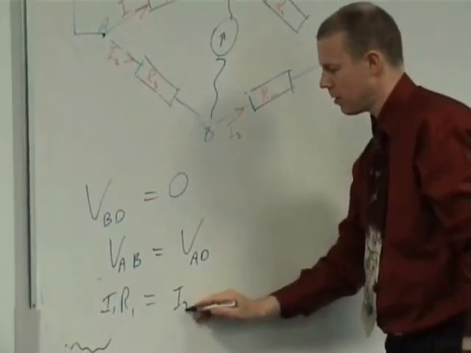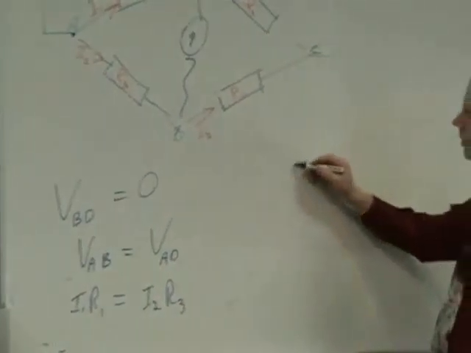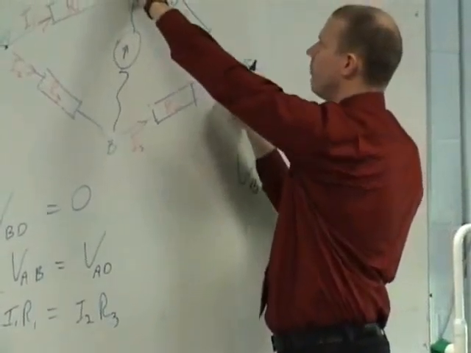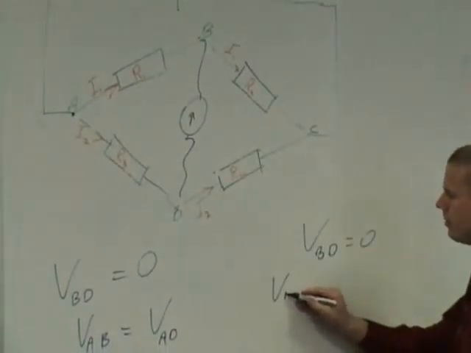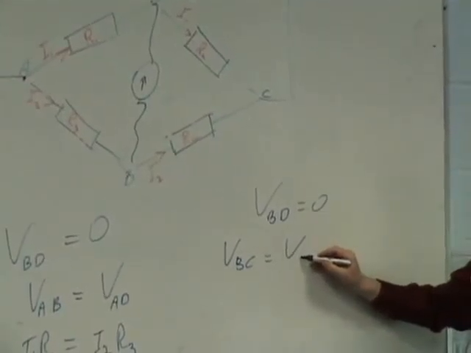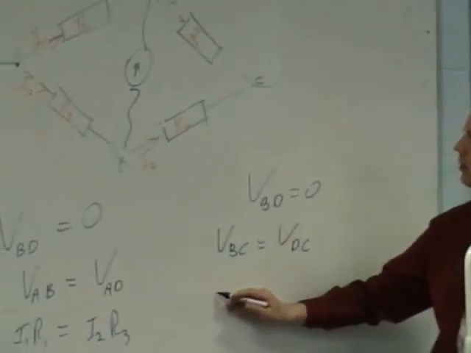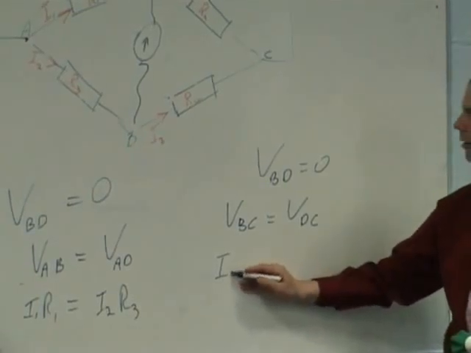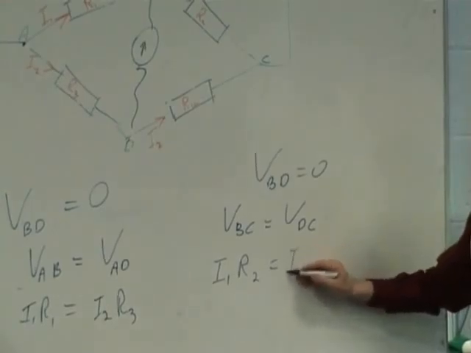I2 R3. Now similarly, we can come over here and say if VBD equals 0, what does that tell me about that potential difference and that potential difference? They're equal. So VBC equals VDC, and now I want to write that in terms of I's and R's. VBC, be careful: I1 R2 equals I2 R4.